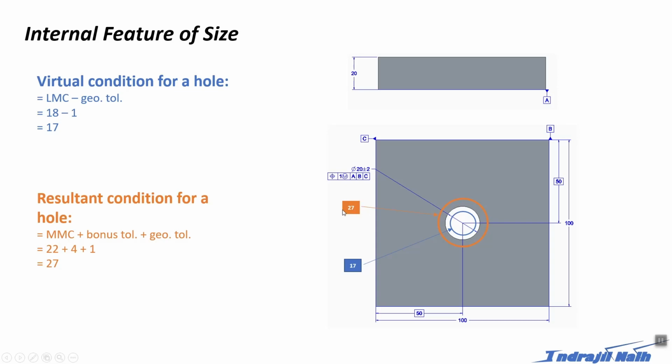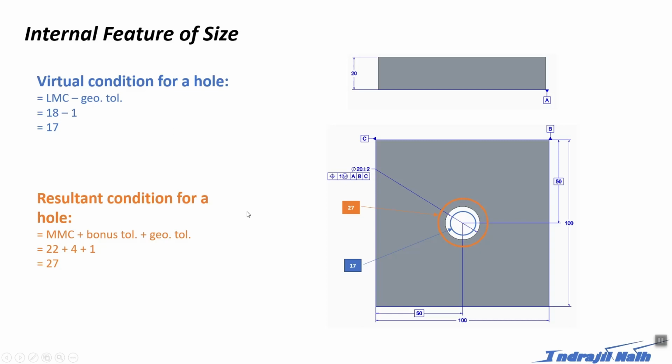Whatever hole you produce, if it follows these rules and dimensions, it will never cross this 27 value. If it crosses this value, it will fail. If it goes inside the virtual region, it will fail. If it goes outside this region, it will fail. Simple as that. The resultant condition for a hole is basically the outer boundary, but it is called the resultant condition. The inner region formed with this formula is called the virtual condition.